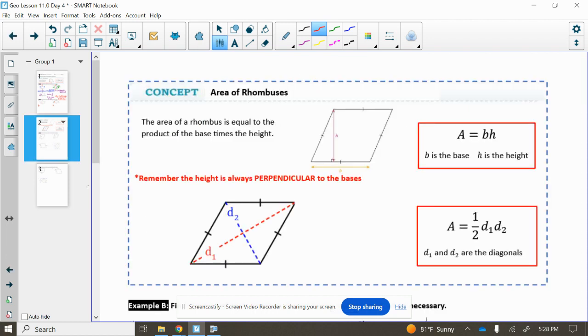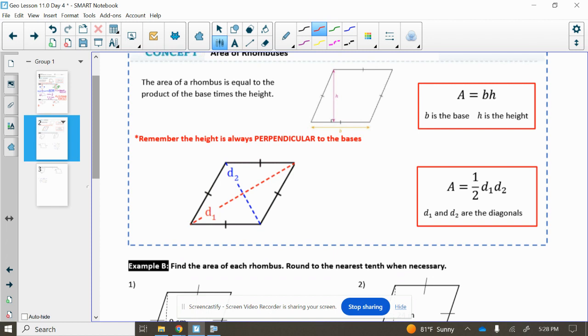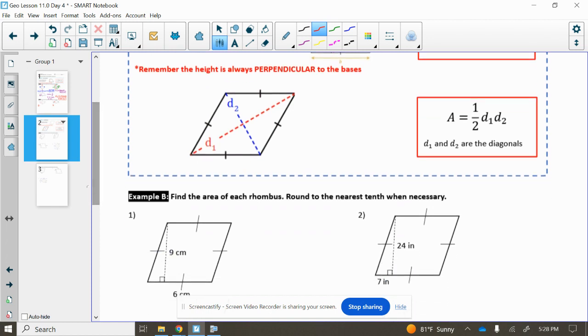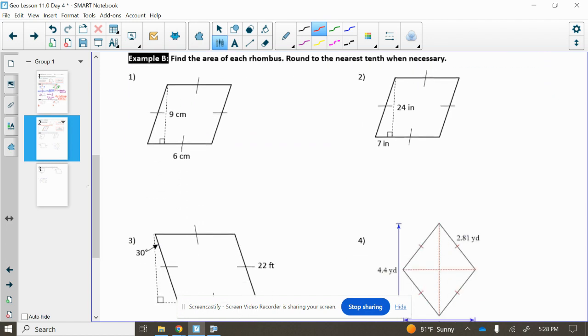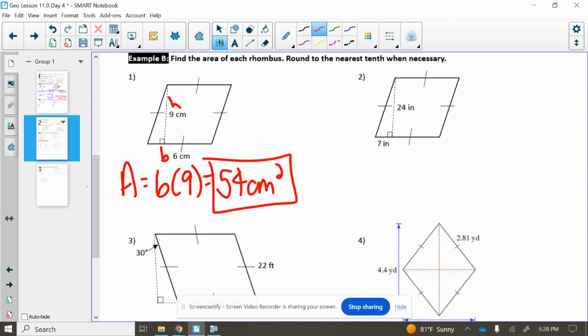As we move to the next page, we start talking about the area of a rhombus. And a rhombus is going to have two different formulas because officially a rhombus is a parallelogram. So base times height could work as the area. It also has a second special formula, which is just 1/2 diagonal 1 times diagonal 2 to find the total area as well. So it's a little bit dependent upon what you are given. So on this first one, we are given that we have a base of 6 and a height of 9. So 6 times 9, we have 54 square centimeters.